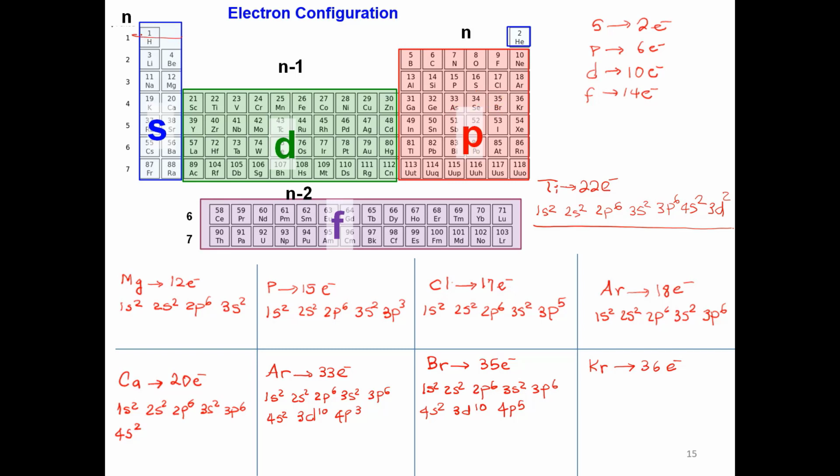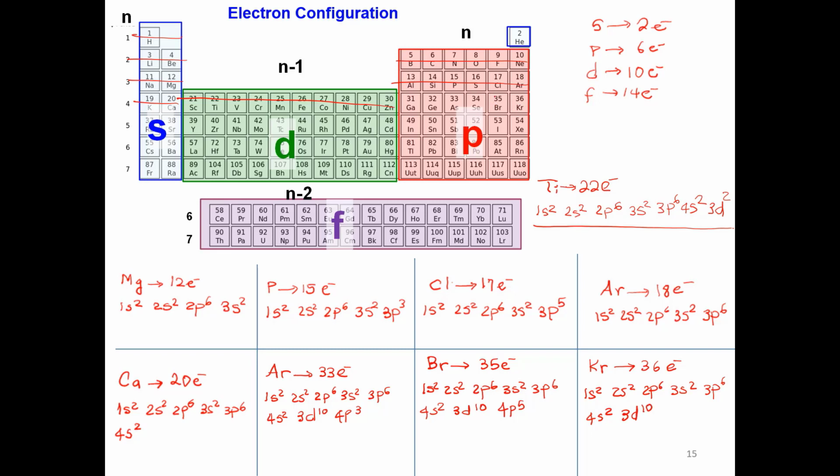The 1s is 2. 2s is 2. 2p6. 3s is 2. 3p6. 4s is 2. We know it's 3d10.